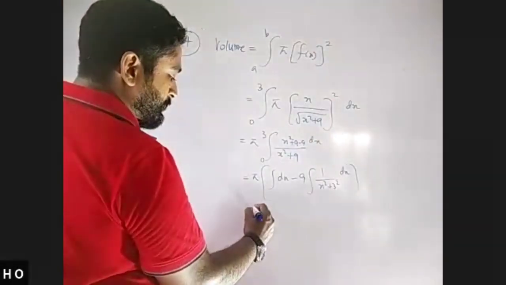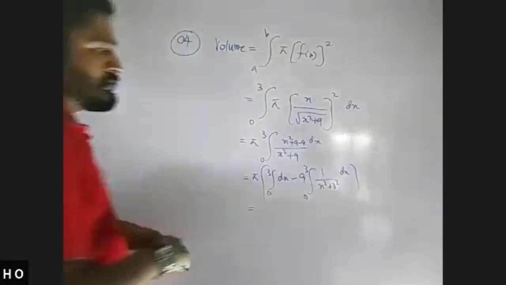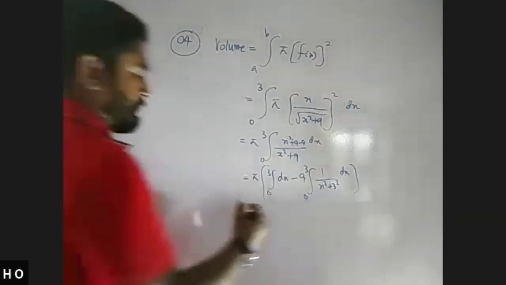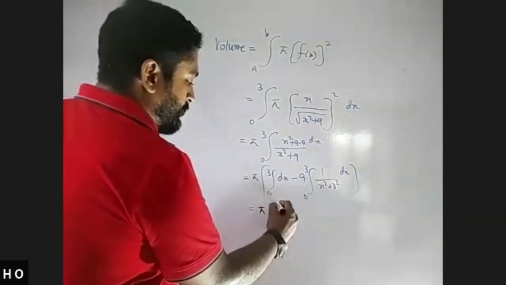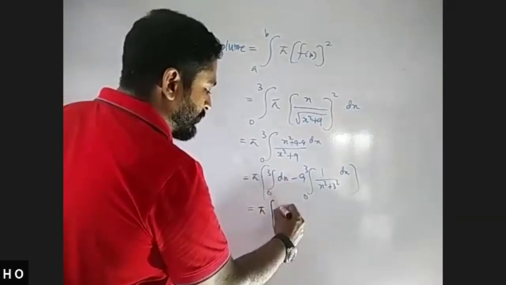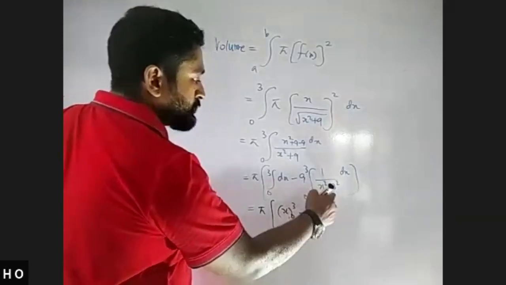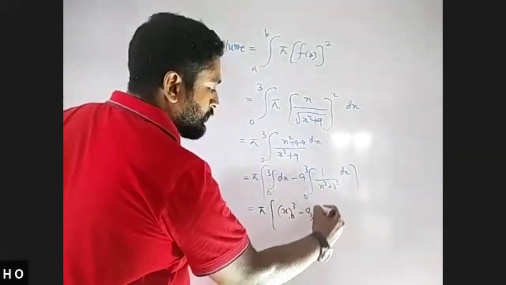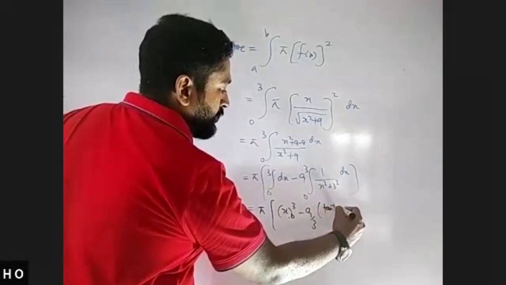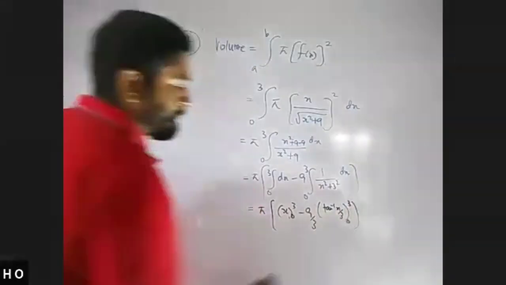Right. This is going to be, then, we have to apply the limits as well. 0 to 3, 0 to 3. Then after that, pi times: the integral of 1 is x, from 0 to 3, minus 9 times the integral of 1 over x squared plus 3 squared, which is 1 over a, then tan inverse x over 3, tan inverse x over 3 from 0 to 3. Is that clear?